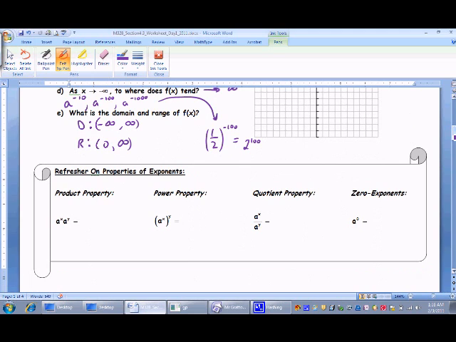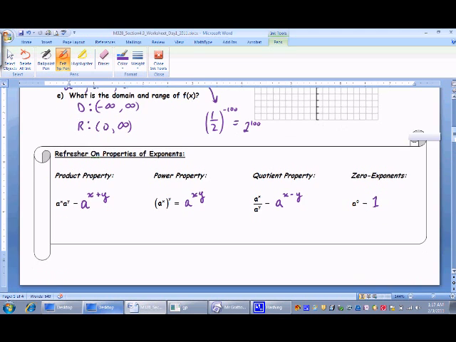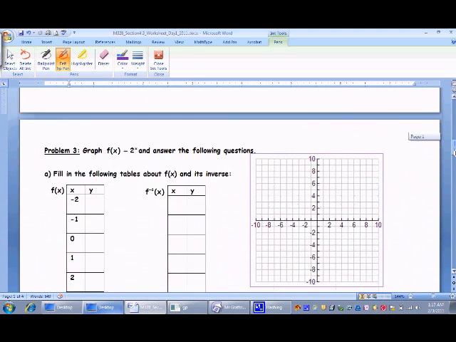Okay, and here's a refresher on properties of exponents. The product property of exponents: if I have a to the x times a to the y, that turns into a to the x plus y. If I have a to the x all raised to the y, the power property says that you have a to the x times y. The quotient property: a to the x over a to the y is a to the x minus y. And the way that 0 exponents work is any non-zero number to the 0th power equals 1. Okay, so that's just a little bit of review with exponential functions.